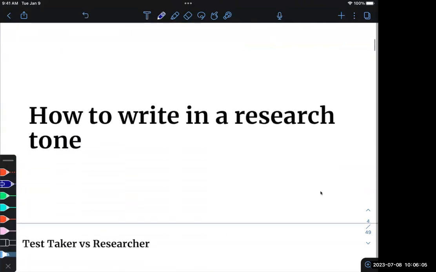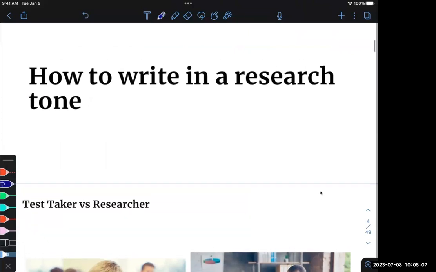Is there anyone who has not done differentiation or integration? I suppose most of you are comfortable with calculus. I'm not going to expect any hardcore calculus, just differentiation and integration, okay? Now let's talk about how to write in a research tone. That's the first thing I'd like to talk about.